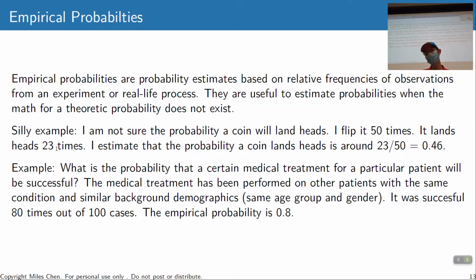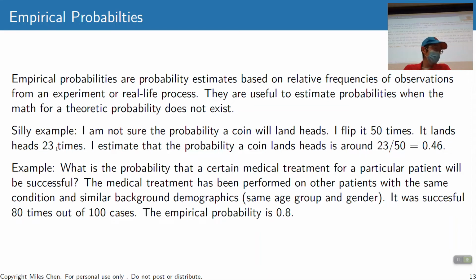I don't know. We can't tell just by looking at this. We can do further tests. We can gather more and more data, and so we can try to figure that out. But that would be an empirical probability, where you carry something out, you do an experiment to try to estimate its probability.